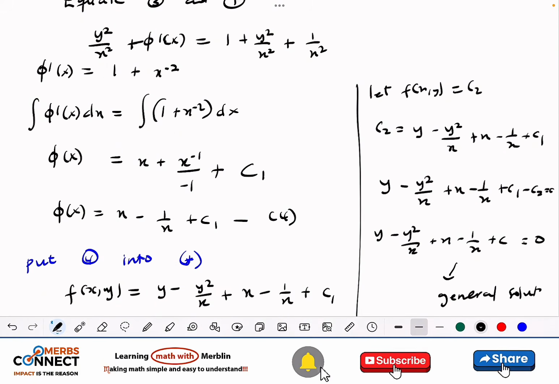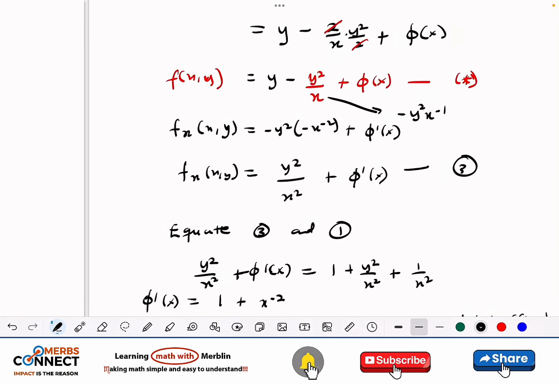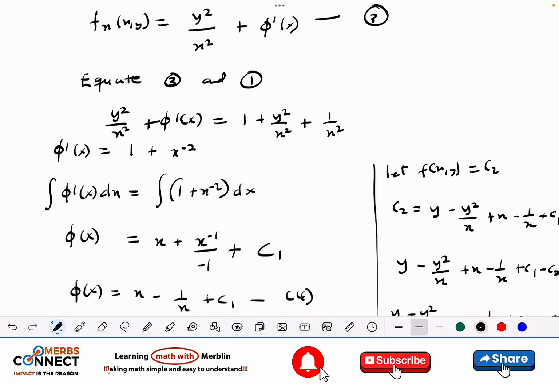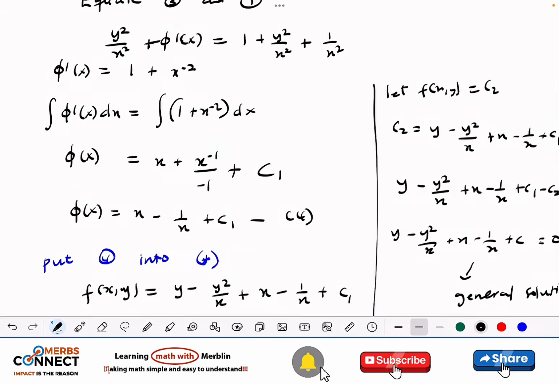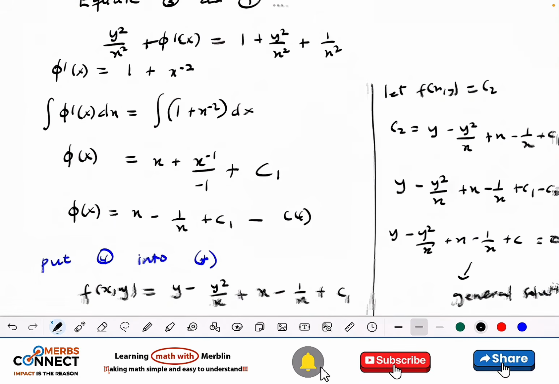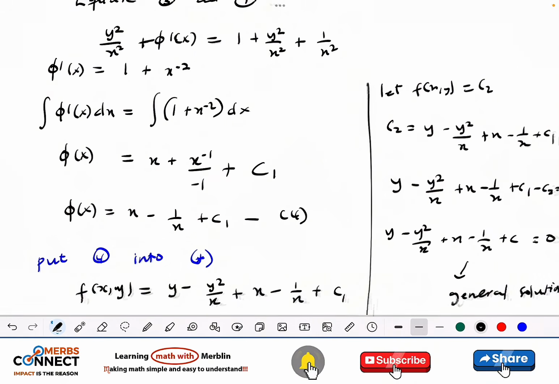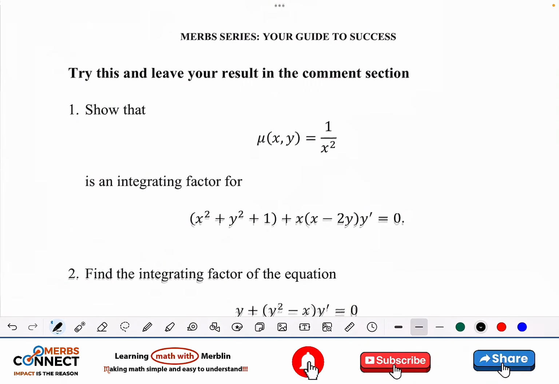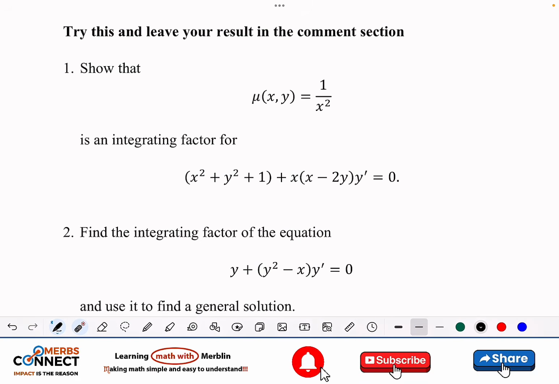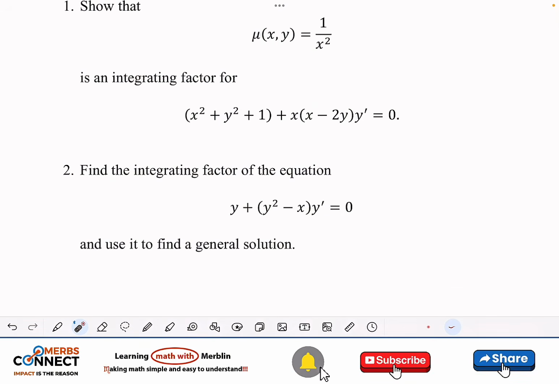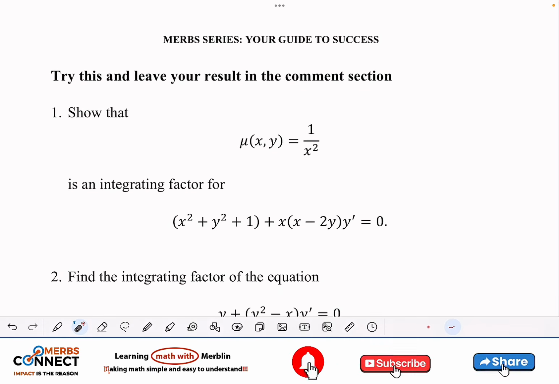There is no initial condition for us to find the particular solution. So this is the process of finding the integrating factor and using the integrating factor to find the general solution. Right. Now try this. First, show that 1 over x squared is the integrating factor of this function. When you are done, then you just try to find the integrating factor and then find the general solution for this.